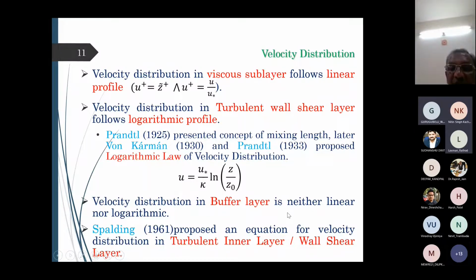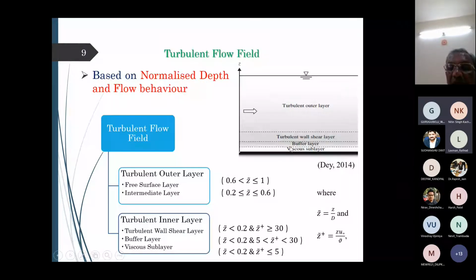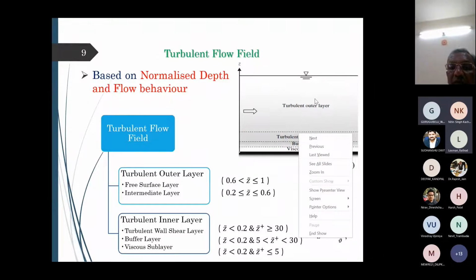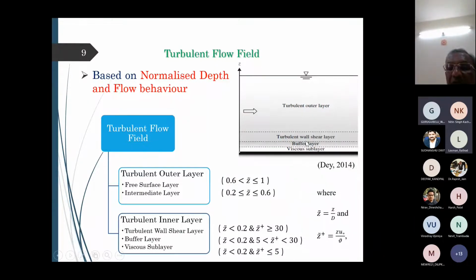The velocity distribution in the buffer layer is neither linear nor logarithmic. In the viscous sublayer we take it as linear, and the upper part is logarithmic. So between these two layers, it is neither perfectly linear nor perfectly logarithmic. Buffer means it is a transition kind of thing.